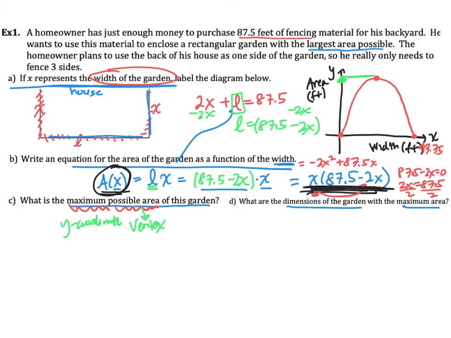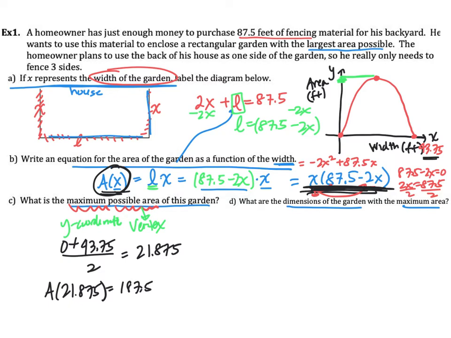If we are at 0 to 43.75, I can find the average to find my x-coordinate. My x-coordinate would be 21.875. You can plug that into your calculator. And then I'm just going to do the area formula, so I'm just going to plug that in. So it's 21.875 times 87.5 minus 2 times 21.875 again. So when you calculate that, what do you get?